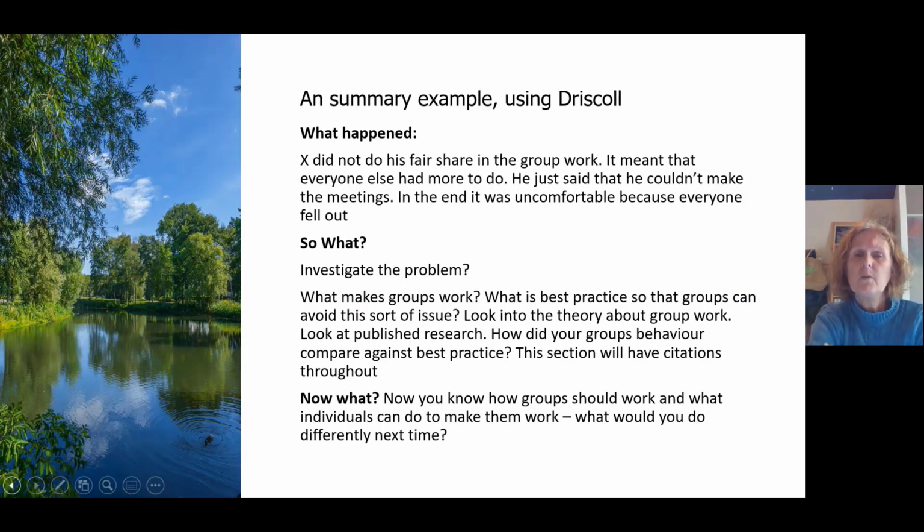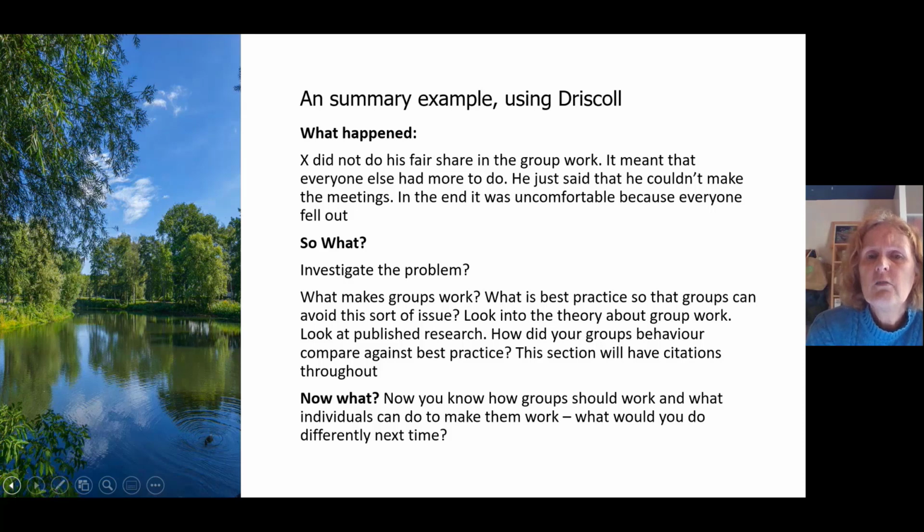Here is an example summary using Driscoll's model. So the first question, what happened? X did not do his fair share in the group work. It meant that everyone else had to do more. He just said that he couldn't make the meetings. In the end, it was uncomfortable because everyone fell out. So tell me the facts. What happened? What are you going to be reflecting on?